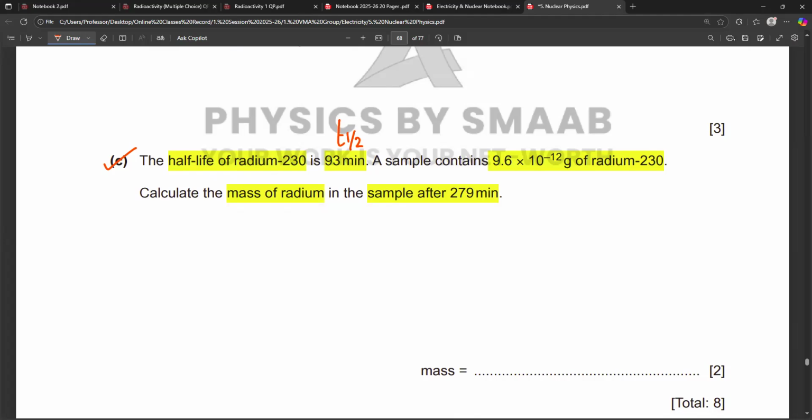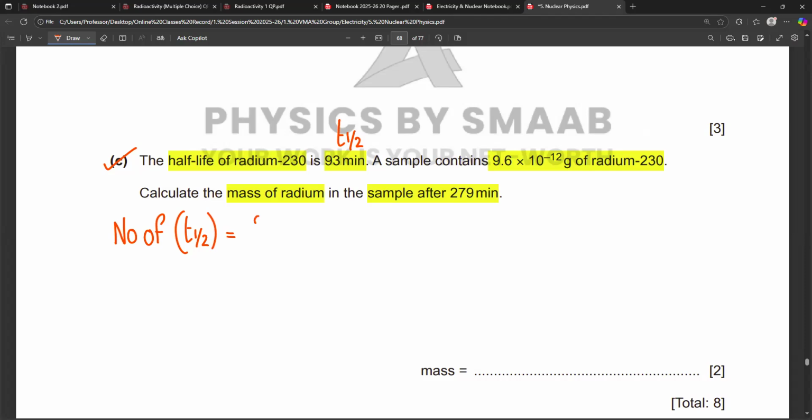So first of all, let's see. Initially, we started from 9.6 times 10 to the power minus 12. This is the initial mass of the radium-230. And now 279 is the total time. After 279 minutes, we have to find out how much mass will be left. So we divide 279 by 93 to find the number of half-lives, like how many half-lives take place.